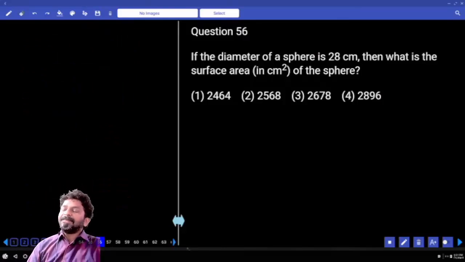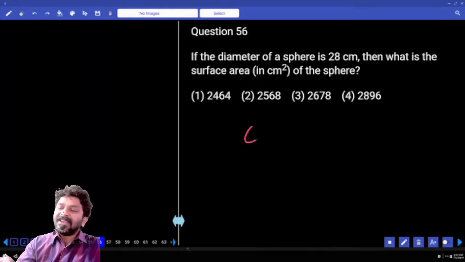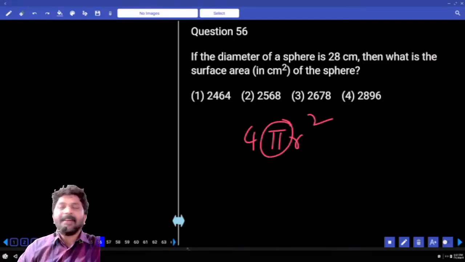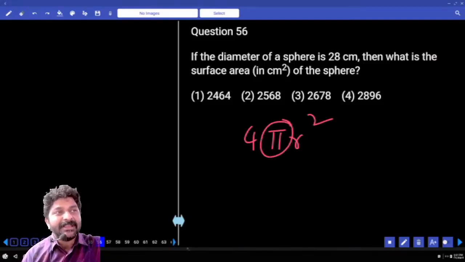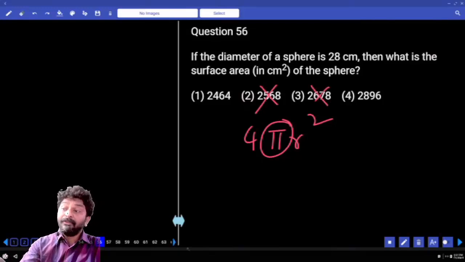If the diameter of the sphere is 28, then what is the surface area of the sphere? Surface area of the sphere is 4 pi r square. As long as you have pi, the answer must be a multiple of 11. We know that point, right? Can it be the first option? Can it be second, third, fourth?